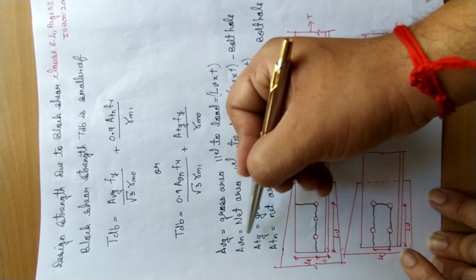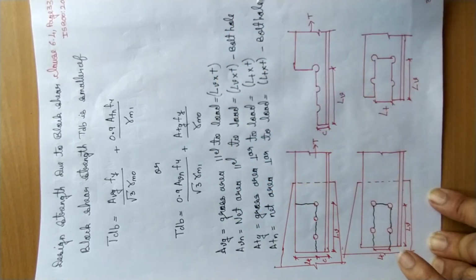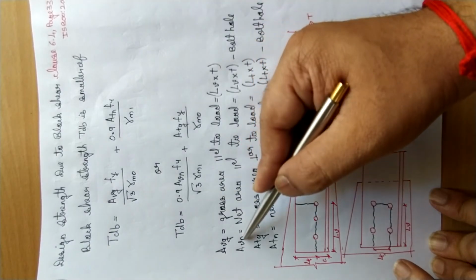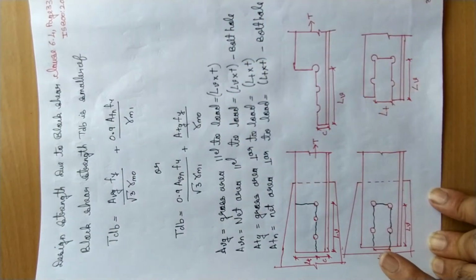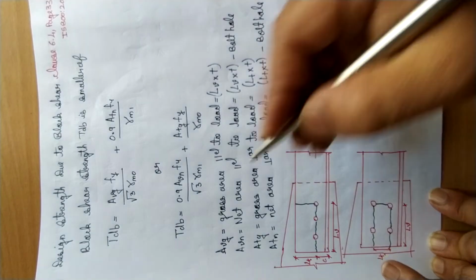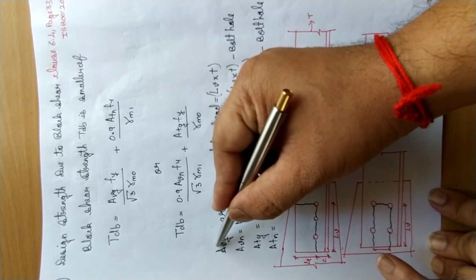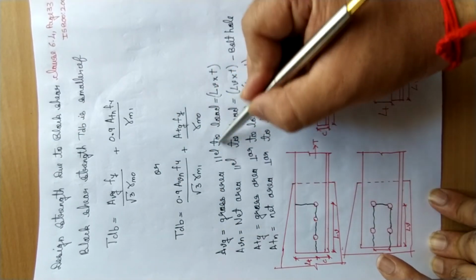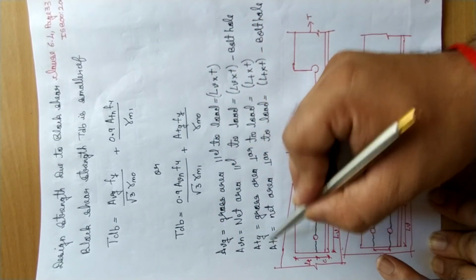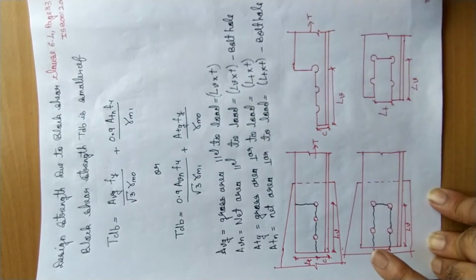That means wherever G component is there, it is related with the non-connected leg, and wherever N is there, that is a reference with respect to the connected leg. What is this V and what is this T? V is representing the component parallel to the load. T is representing the perpendicular to the load.